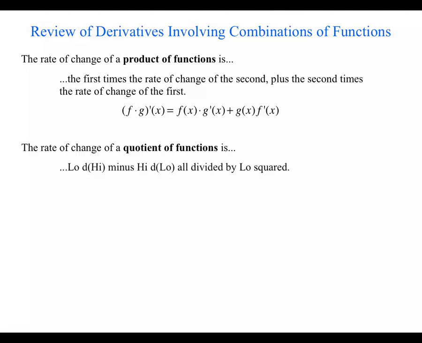Quotient. So here's our rule, for the sake of not having a long explanation: low d high. The numerator times the rate of change of the denominator minus the denominator times the rate of change of the numerator, and all of that divided by the denominator squared. And that's our rule for that.